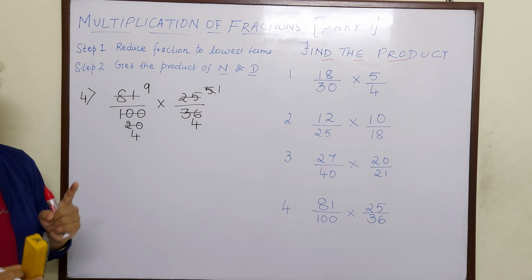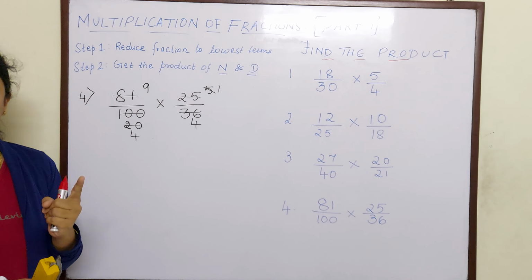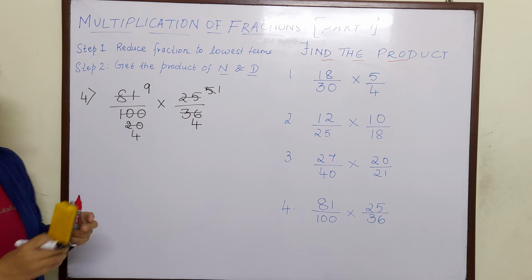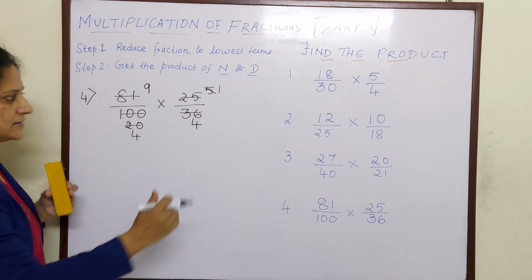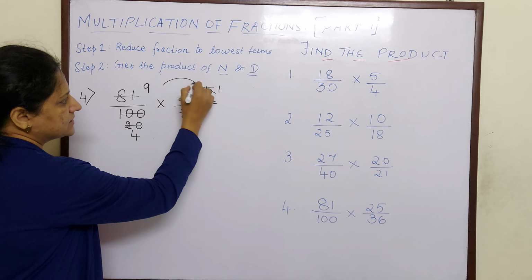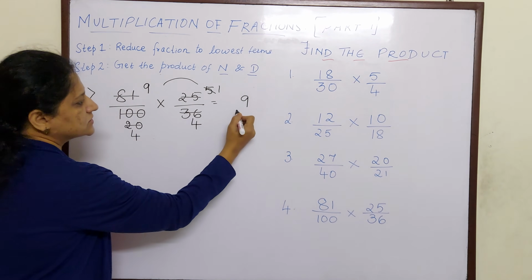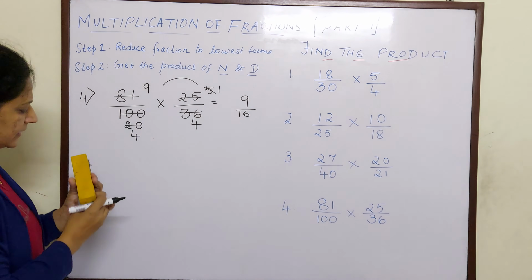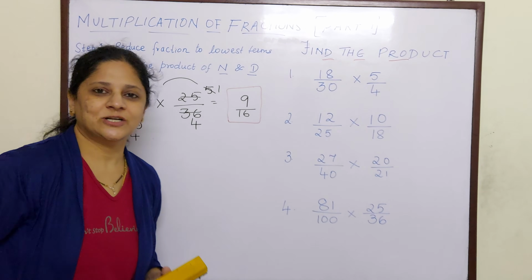So always remember children, when you are cancelling, one number should be from the numerator and one number should be from the denominator. Now these both are in the denominator, so you cannot cancel this. So your final answer is 9 ones are 9, get the product, 4 fours are 16. And that's all children. It's so simple if you know the multiplication tables.